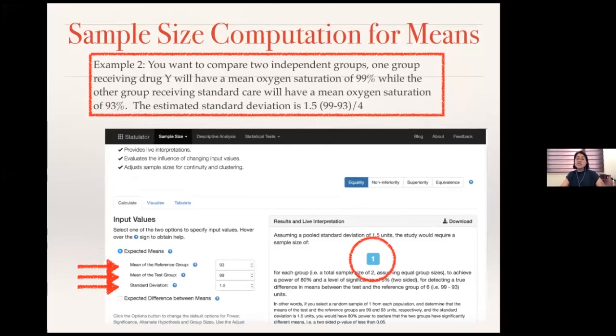Yes, this is real. This is for real. It can happen. Why is it 1? Because the difference between 93 and 99 is big already. Kumbaga, this previous study already showed that this is extremely effective. So you just only need one person to say na, yeah, this is effective, no?